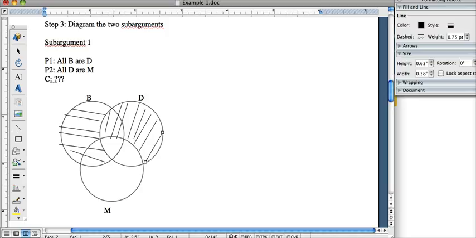Okay, then we ask ourselves, what conclusion is diagrammed by this? What conclusion is shown by this diagram? So we know it's going to have a B and an M in it. So what can we say about B and M based on this diagram?